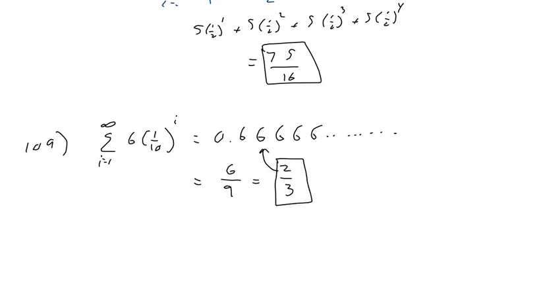It wants, what does it say? It wants the fourth partial sum. So 1, 2, 3, 4. This is your fourth partial sum. And this is the actual answer, right? So whenever we have this 1 over 10, it creates a fraction of 1 over 9. And the 6 is the top number. So 6 times 1 over 10 to the I becomes 6 over 9, which is 2/3.